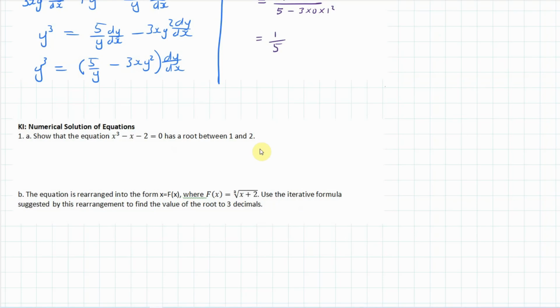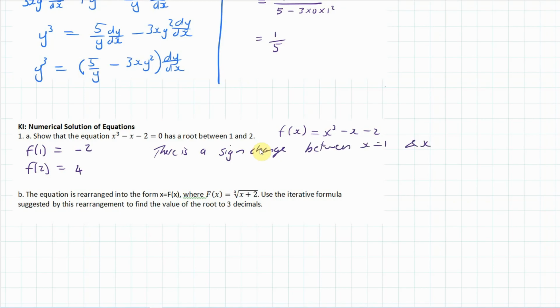So if we call this equation fx, so we can see that f1 gives us -2. And we can see that f2 gives us +4, I think. And then we can say there is a sign change between x equals 1 and x equals 2. Therefore, the root lies between these two values.